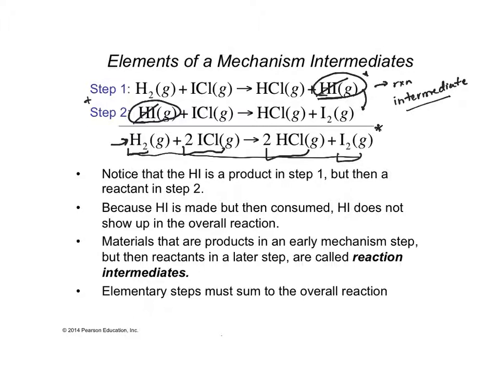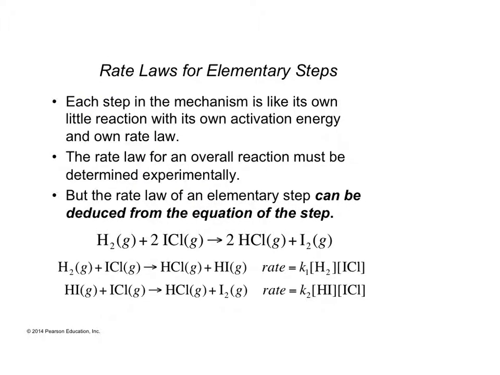Okay, all right, so we have reaction intermediates. We have these two elementary steps, and they have to sum to the overall reaction to give us a valid mechanism, okay? So a couple things that are really nice about these elementary steps that we will propose when we're proposing a reaction mechanism. Number one, each step has its own rate law, okay? So if it has its own rate law, that means it has its own little activation energy and its own little k. So each elementary step, again, has its own rate constant, its own activation energy, okay?